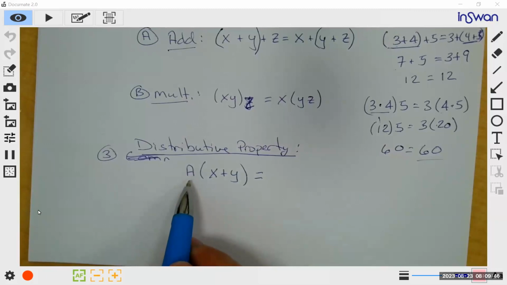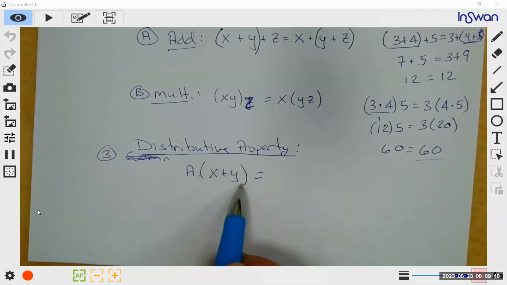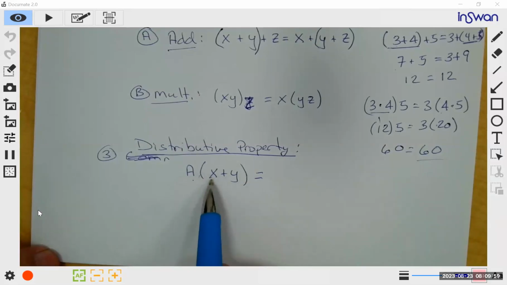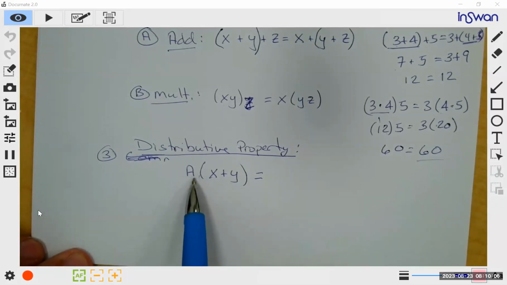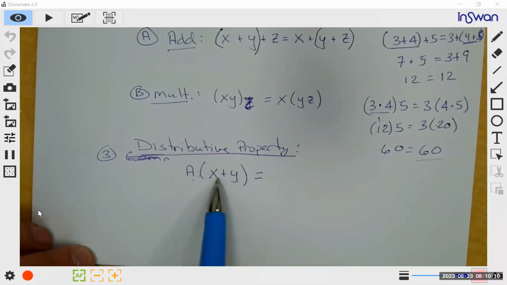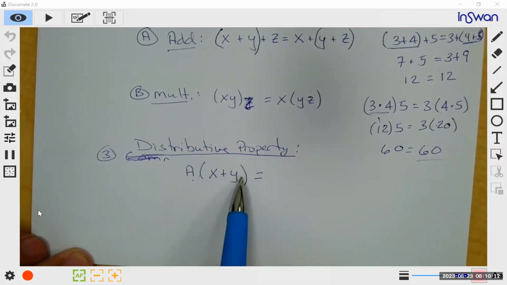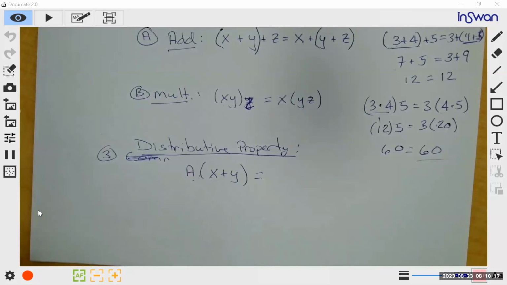So we have some number A times whatever the sum of x plus y is. That's great if A, X, and Y all have numbers. But let's say that Y was a number and A was a number. We can't add X plus 4 or X plus 5. So we have to get rid of the parentheses. That's what this property is all about, to get rid of the parentheses.